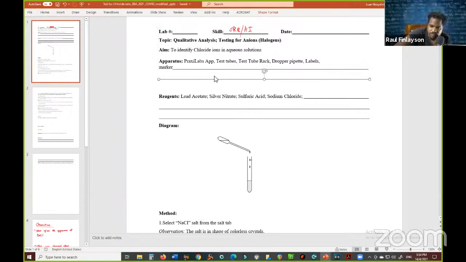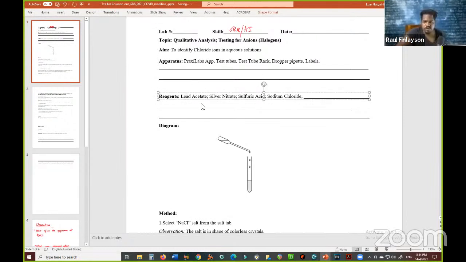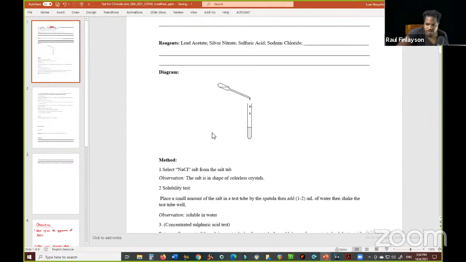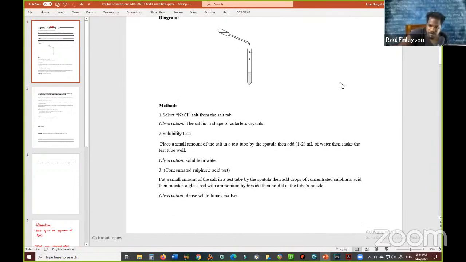All right. We probably didn't, I don't think we used a marker. So let's remove that. All right. Lead acetate, silver nitrate, sulfuric acid, sodium chloride. We used those. All right. Diagram not major at this point. You usually would have a labelled diagram.